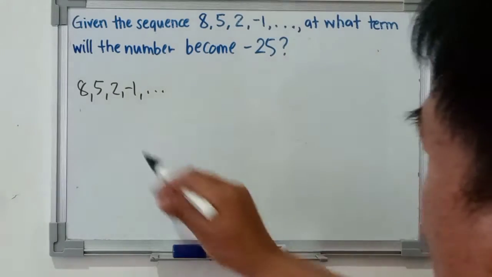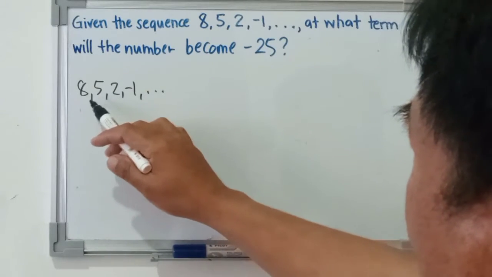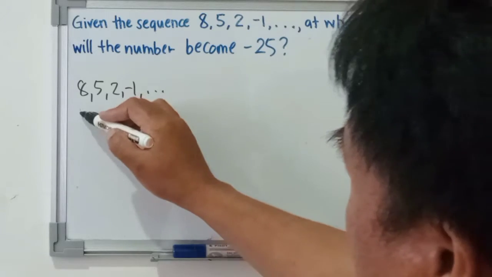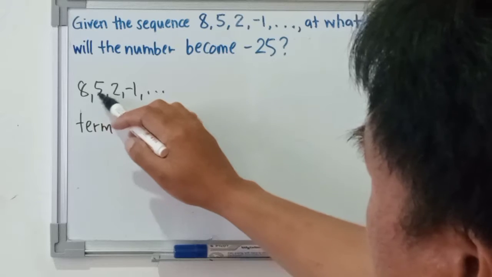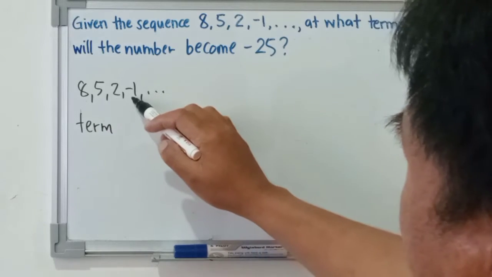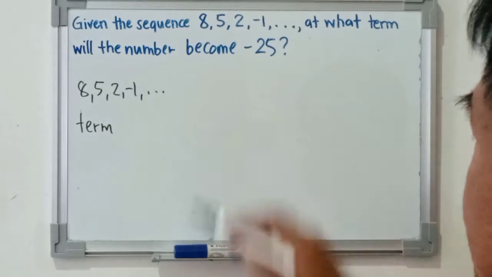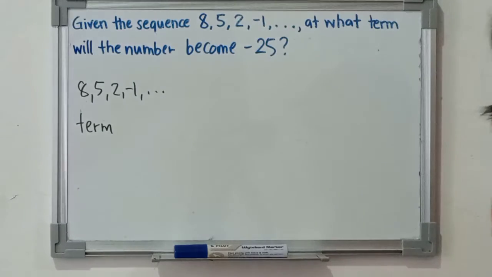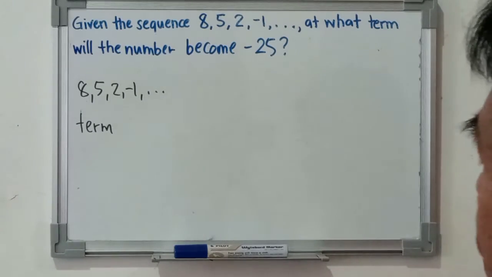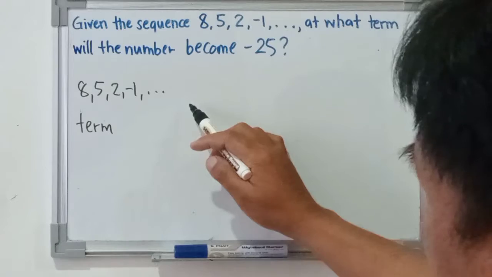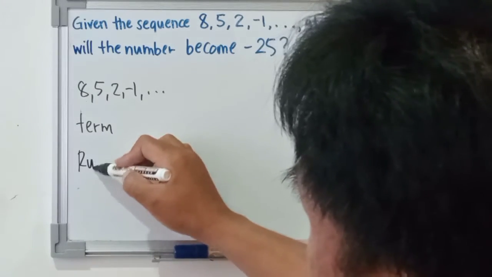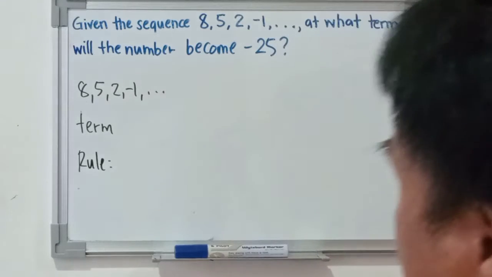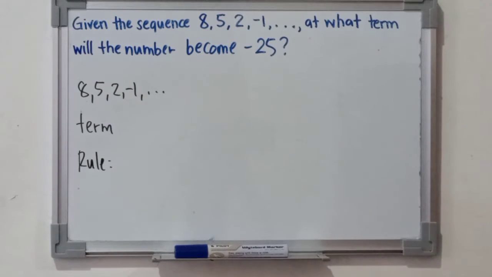By the way, each number in this number sequence is called a term. So this is the first term, second term, third term, fourth term, and so on. In order for us to identify the exact values of the following terms, we must formulate what we call the rule of the number sequence. So each number sequence has its own rule.